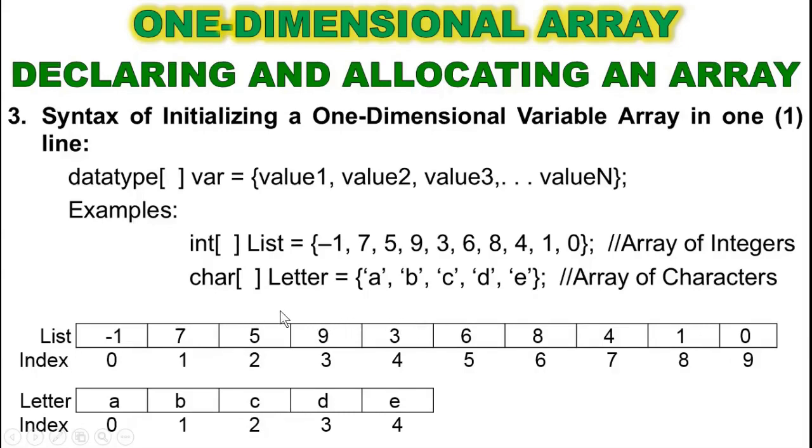Another example, we have an array of characters named letter that has 5 characters initialized as A, B, C, D, and E. The diagram below shows the structure or appearance of the array of characters named letter. At index 0, it stores the first letter A. At index 4, it stores the last character, E.